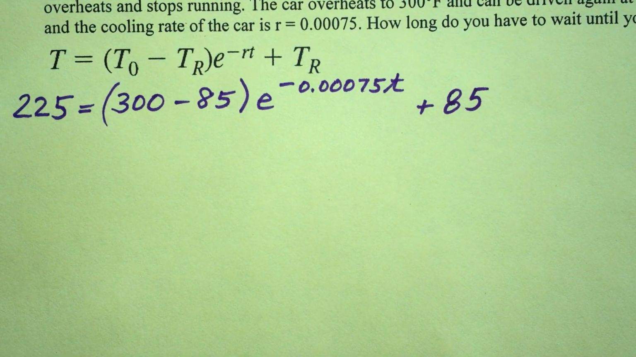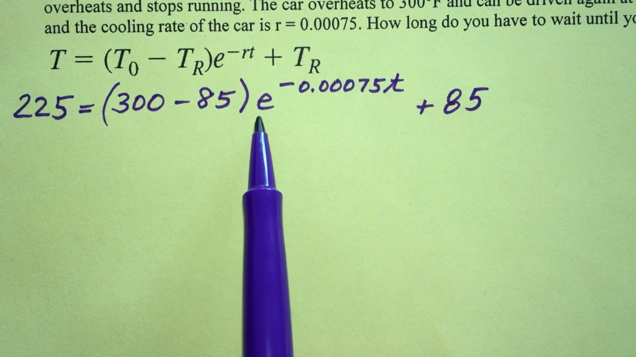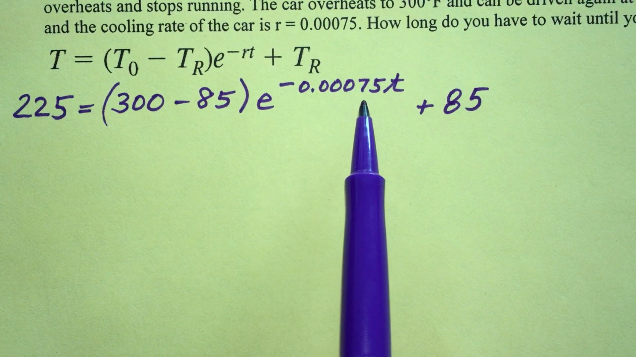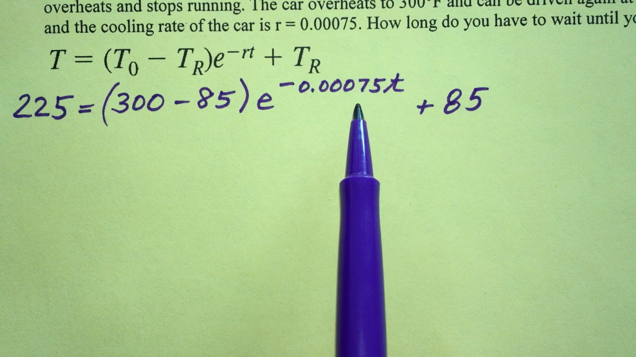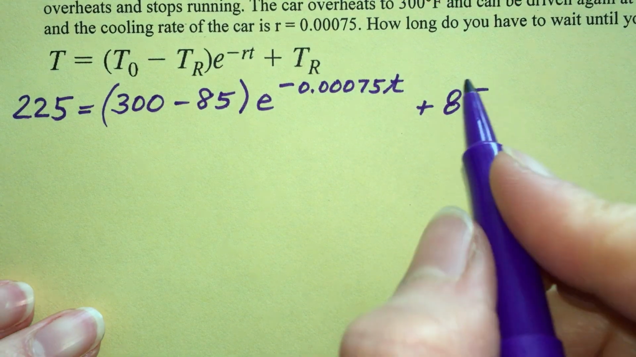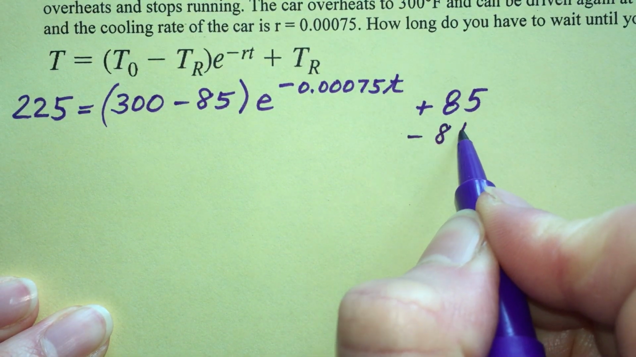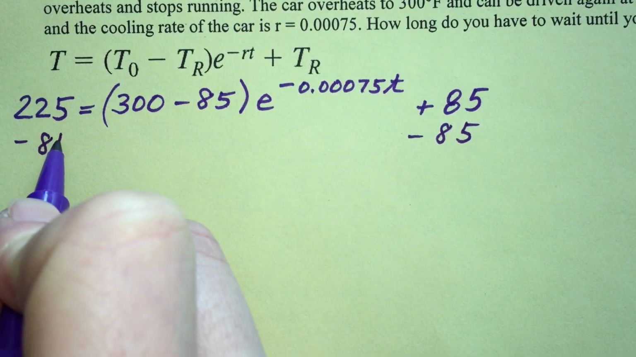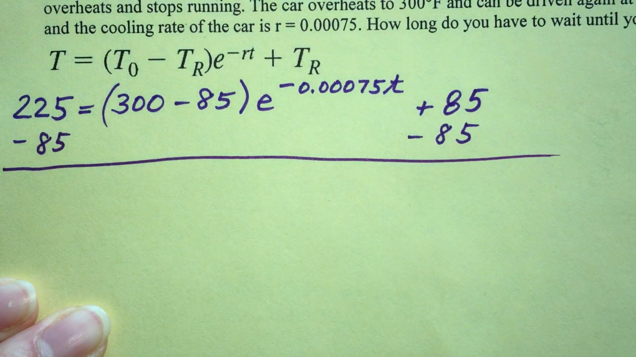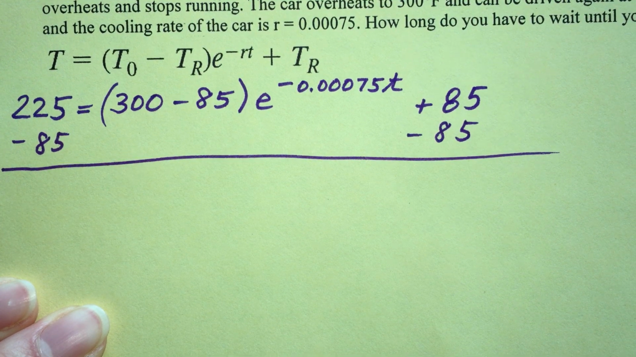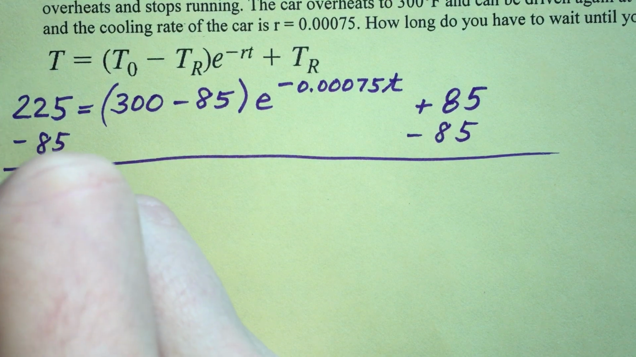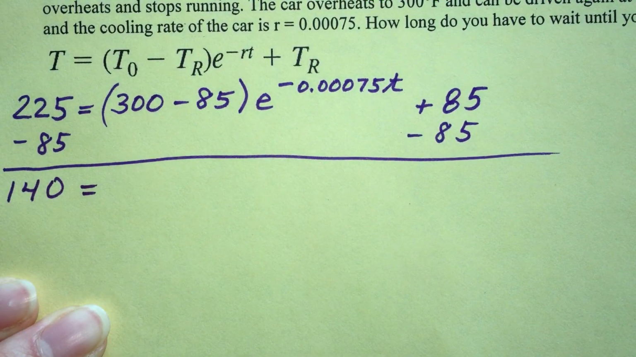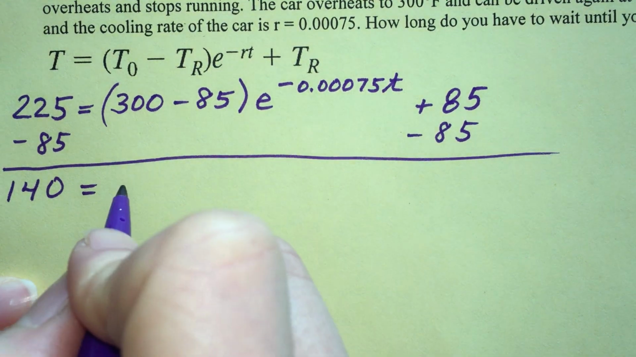Here we need to show all steps to solve for t. What we're trying to do is isolate the e to this power involving t. So we're going to undo all the steps with reverse PEMDAS. So undo your addition and subtraction first. Subtract 85 each side. 225 minus 85 is 140. At the same time, I'll do what's in parentheses here. 300 minus 85 is 215.